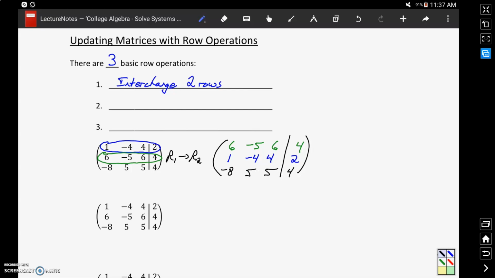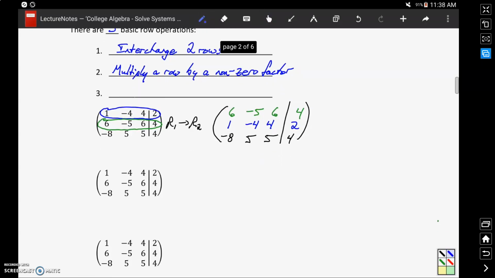So none of the actual numerical values have changed with this row operation. We just switch the positions of two rows. The second row operation that we can perform would be to multiply any row by a non-zero factor. That would mean we could take any row and multiply it by any number we want, as long as that number that we're multiplying isn't 0.